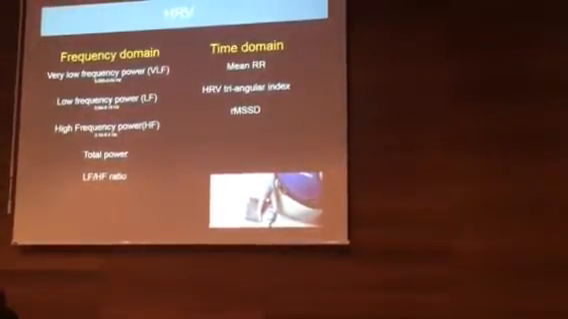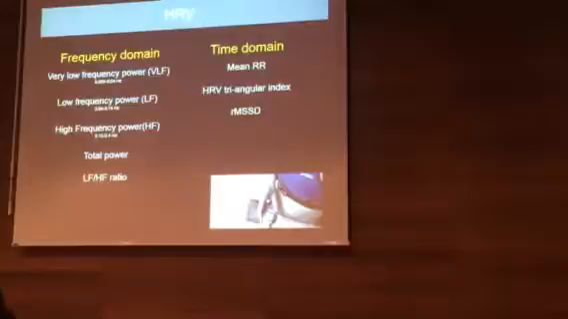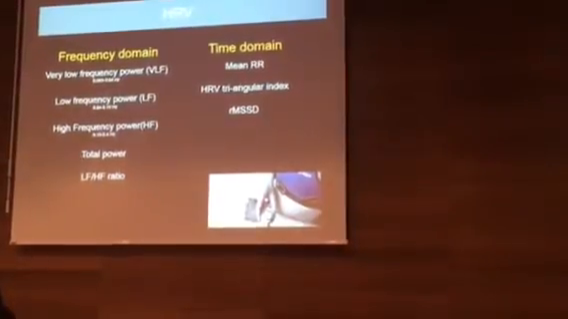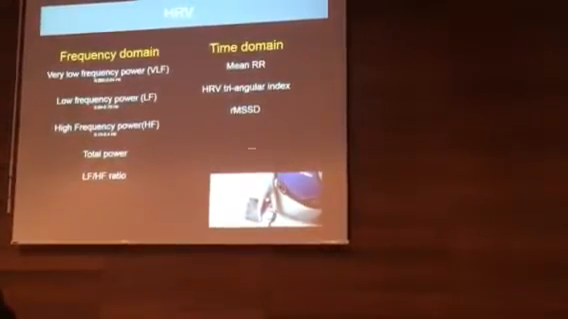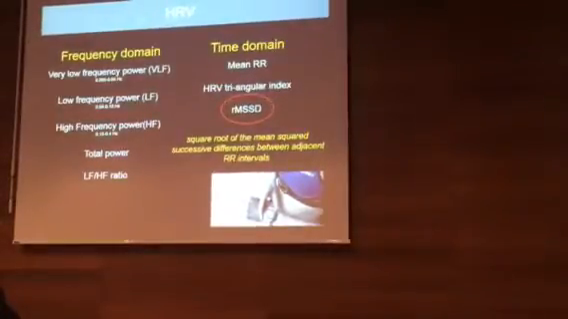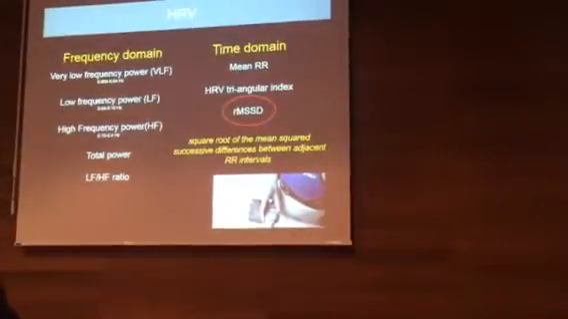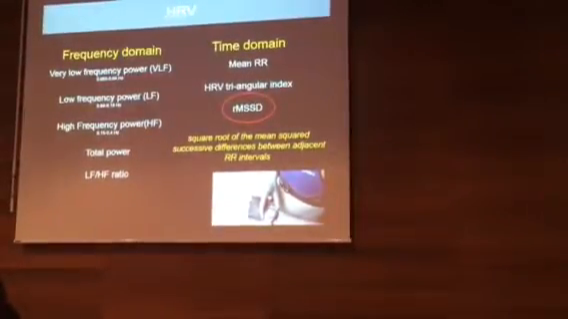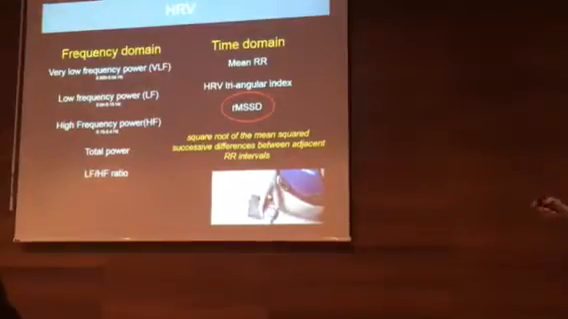Within the frequency domain, we can talk about what we define as very low frequency, low frequency, high frequency, and then total power and the ratio. And then in the time domain, we can look at RR intervals, triangular index, and something which is called RMSSD, which I'm actually going to be talking about today. And the RMSSD is the square root of the mean squared successive differences of the adjacent RR intervals. So I'm happy that's out. So I'm just going to call it RMSSD from now on. The presentation is going to go far too long, so I'm going to be focusing on that.